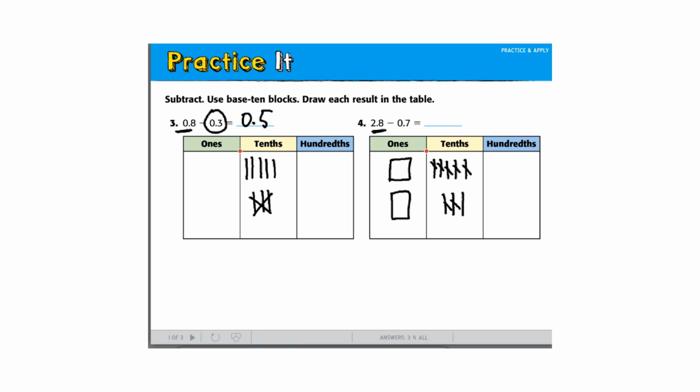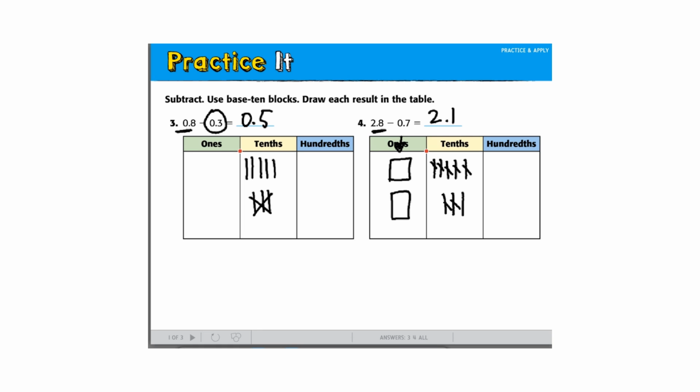So how many ones do I have left? How many, Malachi? 2. Because I didn't have to borrow or anything like that in this question. So I still have 2 ones, and I only have 1 tenth left because I took the other ones away. So then that would be my answer. Nod your head if these two made sense. Yeah, easy. Okay, good.